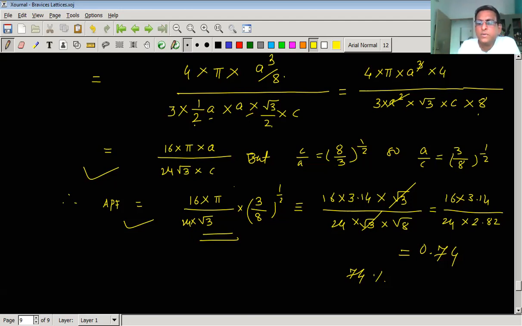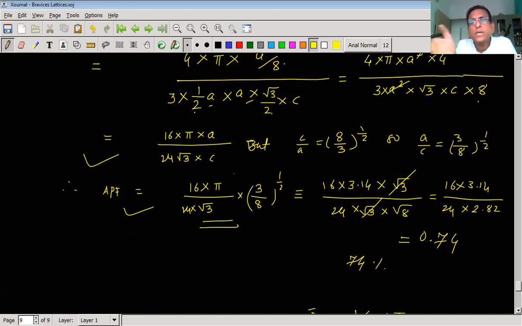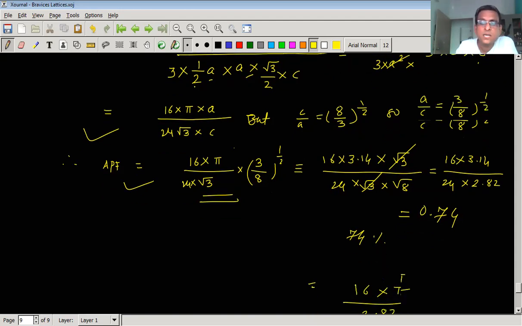is 74%, which is equal to that of the face-centered cubic structure. But still it is a close packed structure, and it is giving a new type of crystal structure. Previous was the face-centered cubic structure. Here it was the hexagonal close packed structure, or HCP crystal structure.